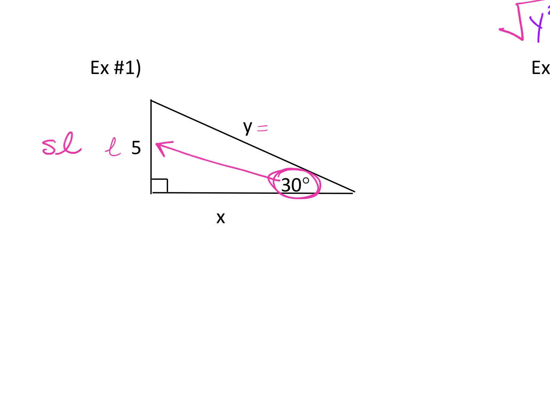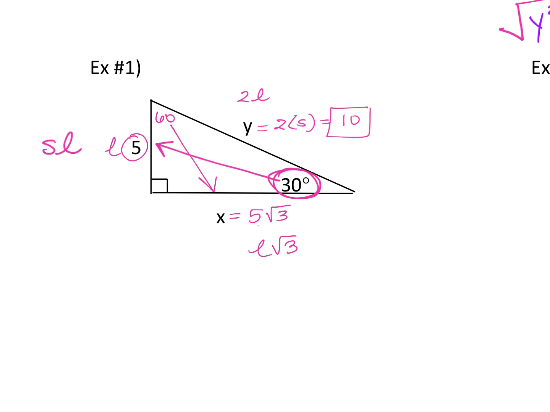So if this is 5, right, this is the 2L side. And because L is 5, 2 times 5 is 10. Okay, so that's 10. What is x? 5 times the square root of 3, right? The side across from the 60, so here's 60. The side across from 60 is L rad 3, and because L is 5, 5 rad 3 will be your x. Okay? Questions on that?